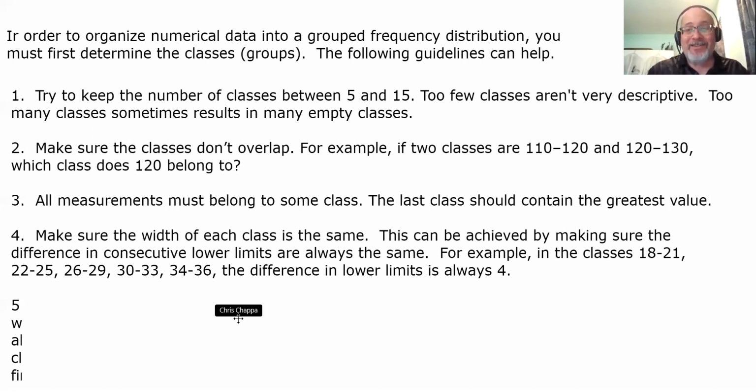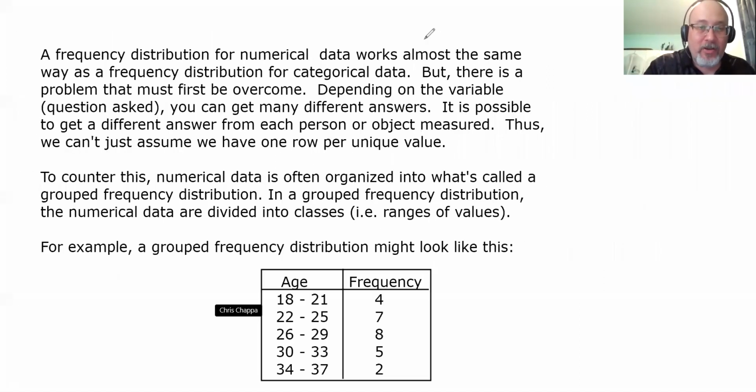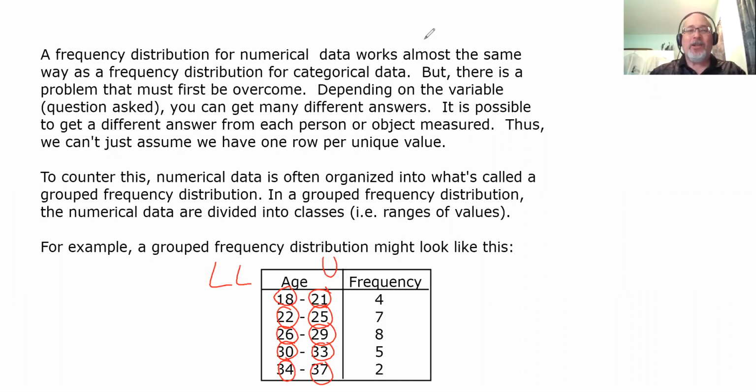I want to emphasize that each class has 2 limits, a lower limit and an upper limit. The lower limits are the numbers where each class begins, so those are the lower limits. And the numbers where each class ends are called the upper limits, UL for short. So anytime I say lower limit, I mean the number that opens a class, like the ones currently circled, and upper limits are the numbers that close a class.